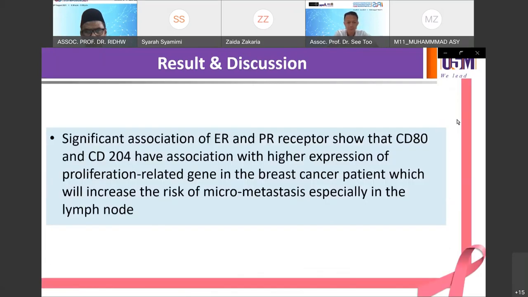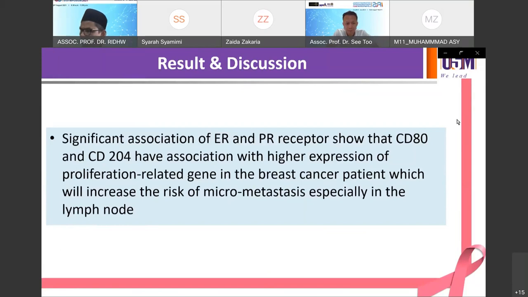Significant association of ER and PR receptor shows that CD80 and CD204 have association with higher expression of proliferation-related genes in the breast cancer patient, which will increase the risk of micrometastasis, especially in the lymph node. In the last decade, tumor size and lymph node status have been used as the main factors for the selection of suitable treatment in breast carcinoma.